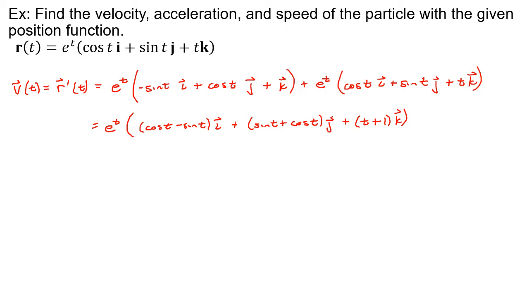My acceleration would again be another product rule the way it's written. So my acceleration is r double prime. So I would do the first one times the derivative of the second. The derivative of the second one, the cosine goes to negative sine. Sine goes to cosine.